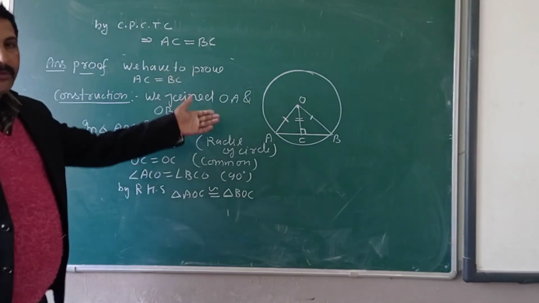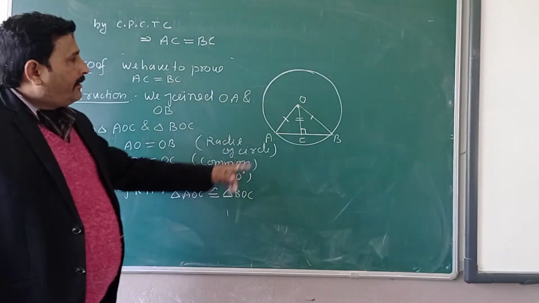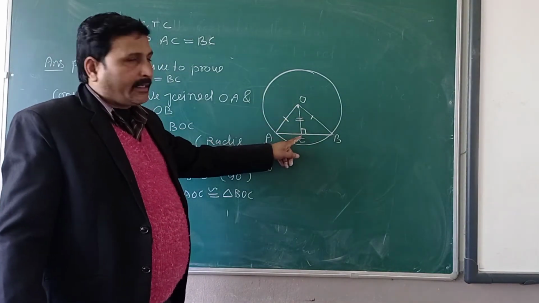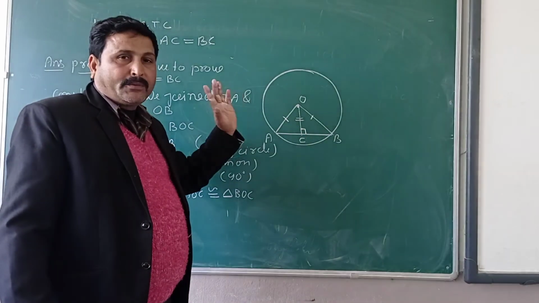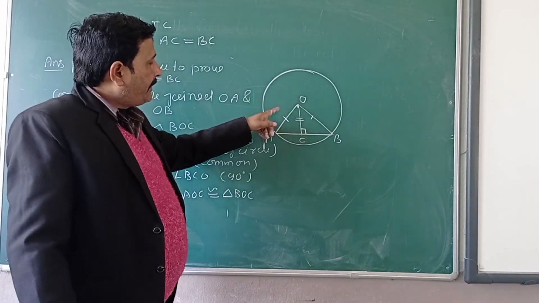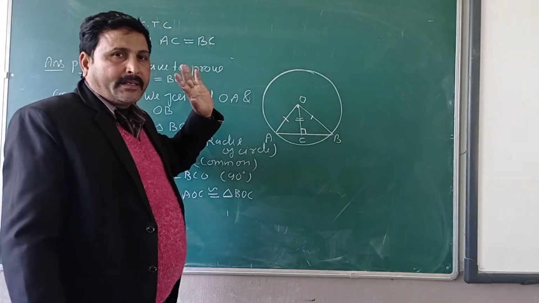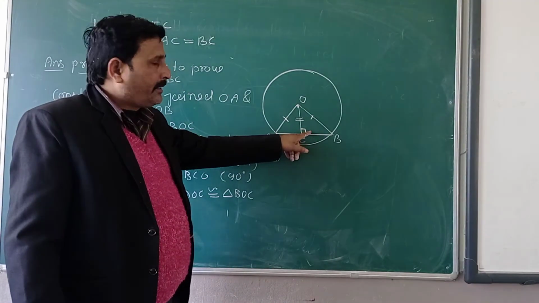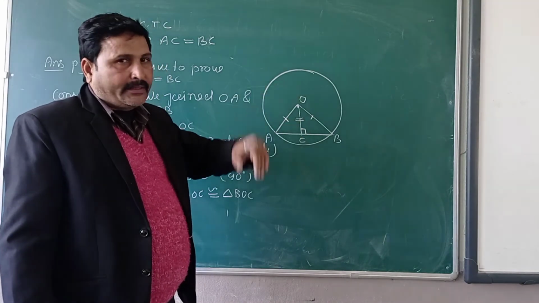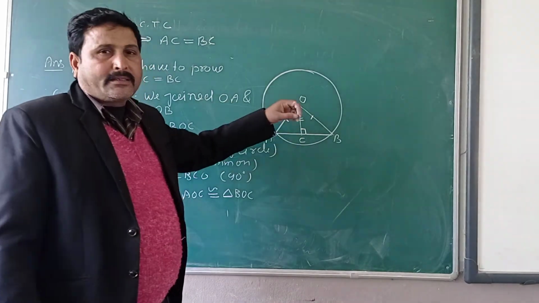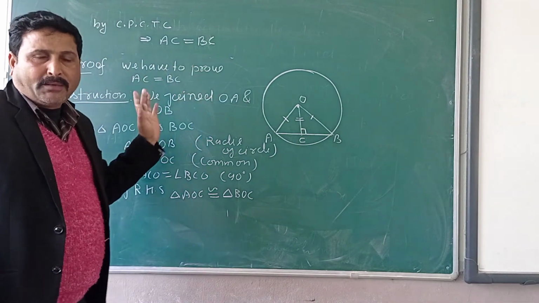And the converse of the theorem: a line drawn from the center to the chord, if it bisects the chord, then the line will be perpendicular. So by SSS, the triangles will be congruent, then this angle is equal to this angle. The sum of both angles is x plus x equals 180 degrees, then x is equal to 90 degrees. You have to prove it that way.